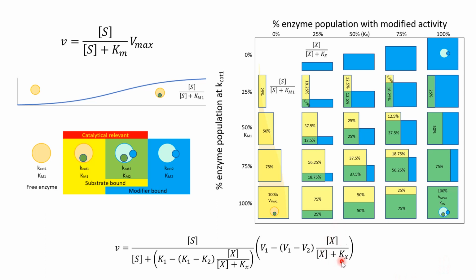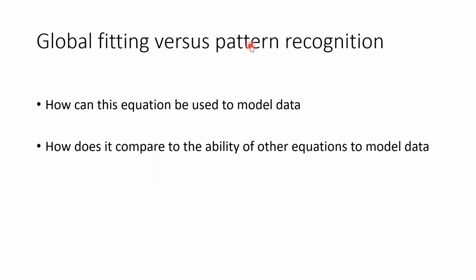So this here basically defines the percent bound, which would be these values, and the substrate, the Km, are basically right here. So moving right along, how can this equation be used to model data, and how does it compare to the other equations that we've been talking about, the other inhibition equations?